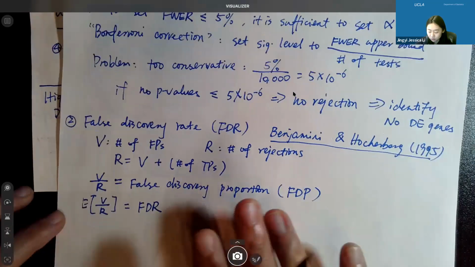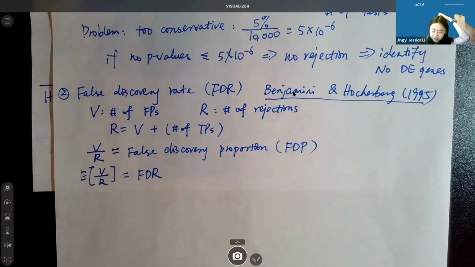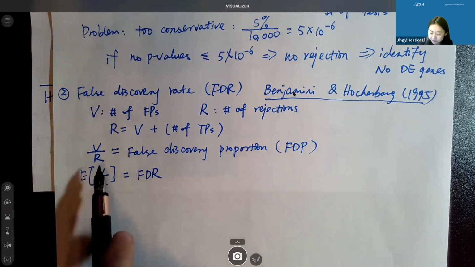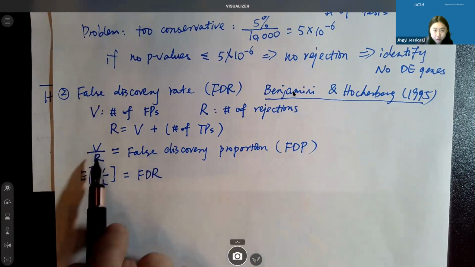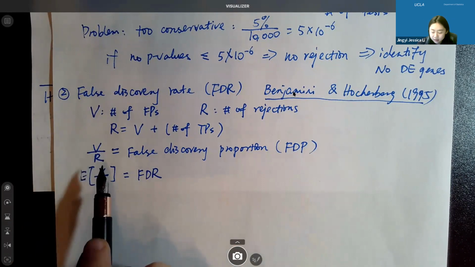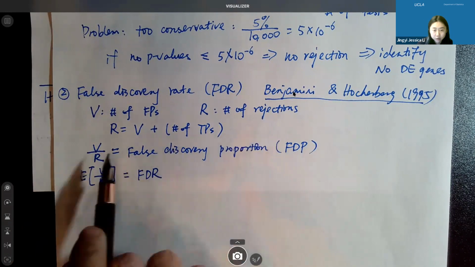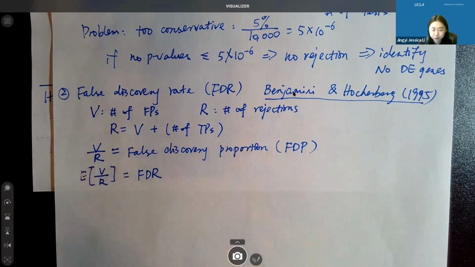Okay, so how do we control this FDR? One issue we may need to address is that this FDP is a ratio, right? How do we set this ratio when we don't make any rejections, when R equals 0? So we need to make that exception.